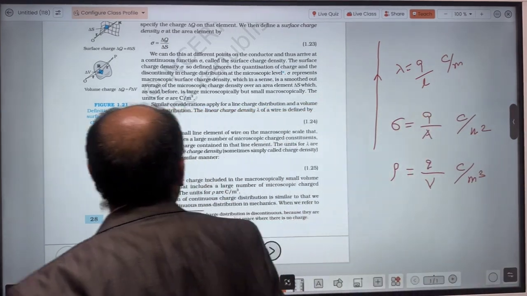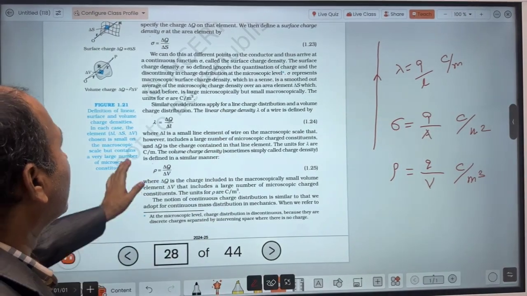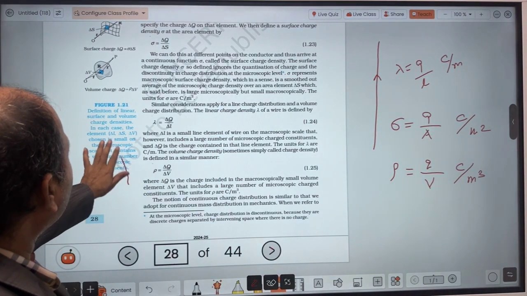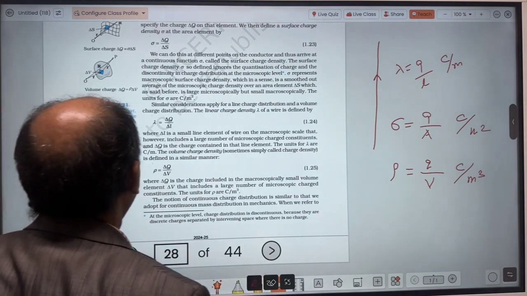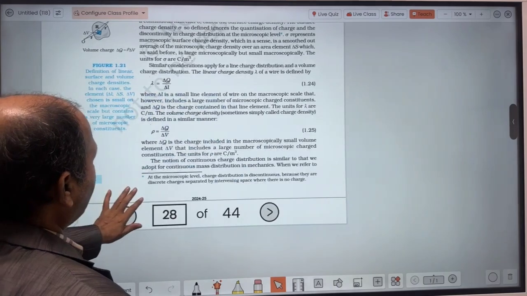So there will be three types of charge distributions we will study, and their applications will be used while doing some calculations. So let's see them one by one.